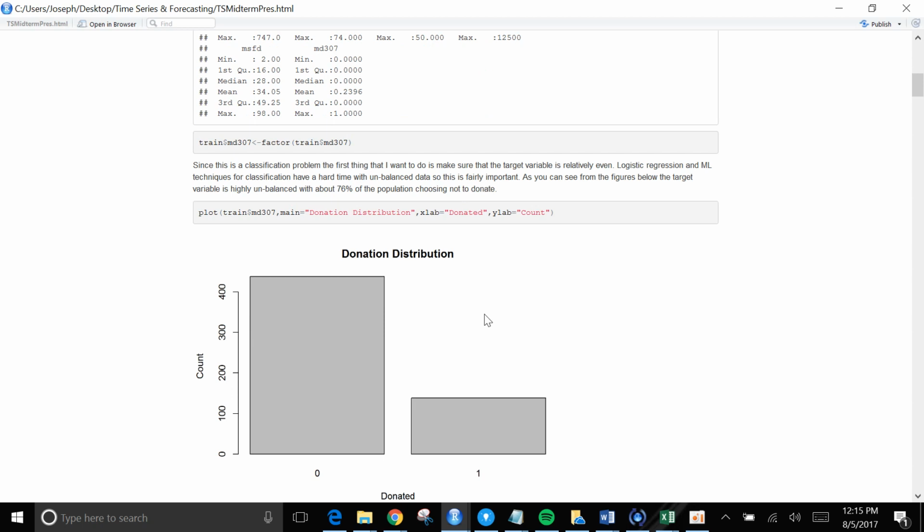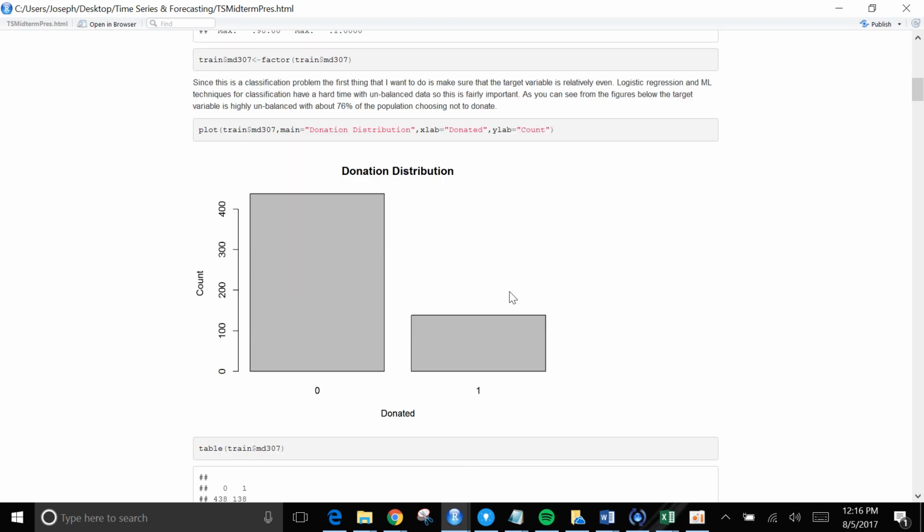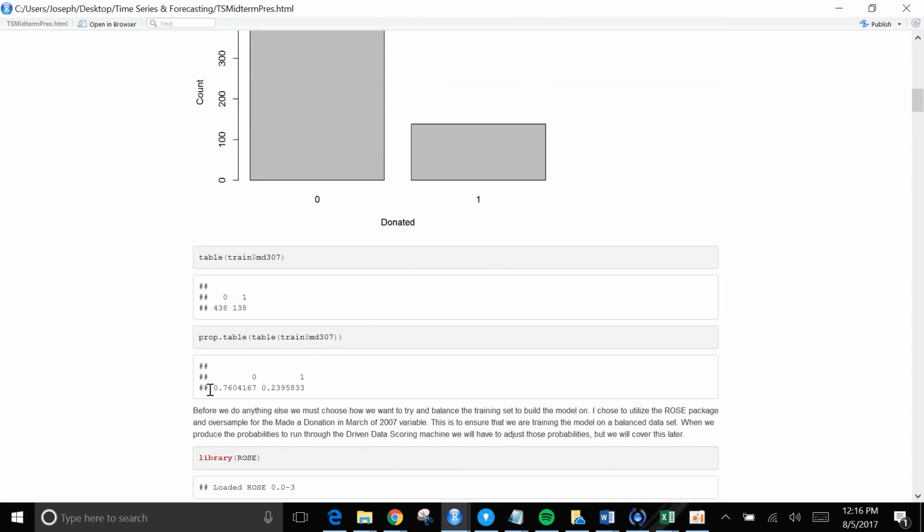Since this is a classification problem, one of the larger issues with the target is having unbalanced data. As you can see here, we looked at the total distribution of the data, and it seems to be an extremely high imbalance. 76% of the people in the population were not donors, while only almost 24% were.